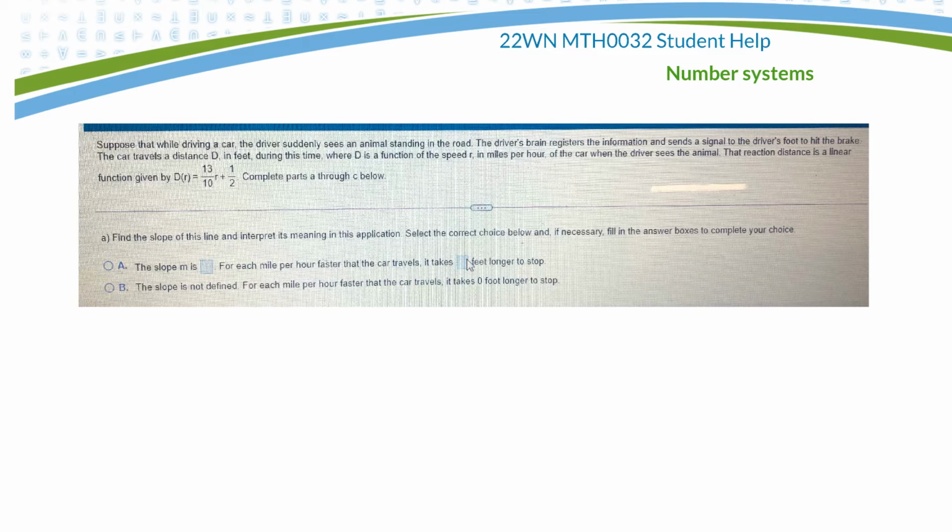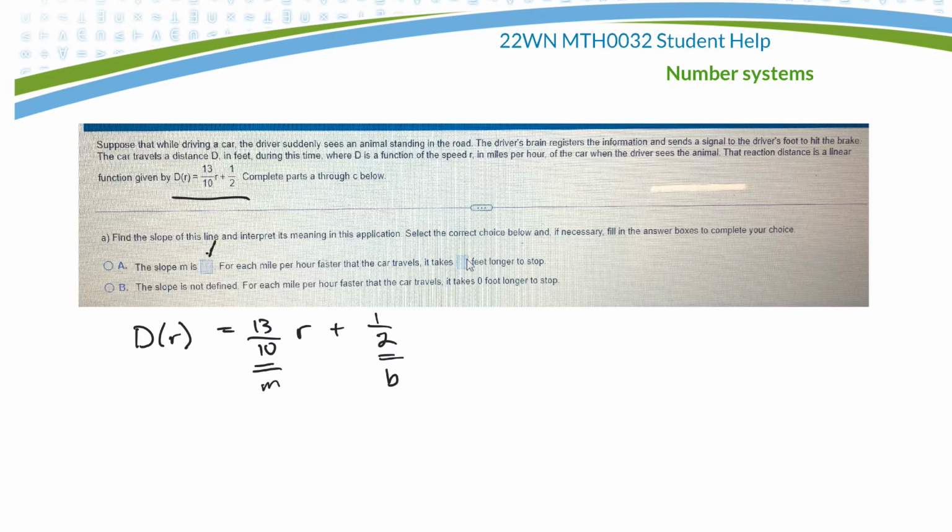All right, here's a question where they're asking you to examine a linear function. So here's our linear function. The distance that you can stop going a certain rate of speed is equal to 13/10 r plus a half. So this is the slope and this is the y-intercept. The question says find the slope of this line and its intercept.